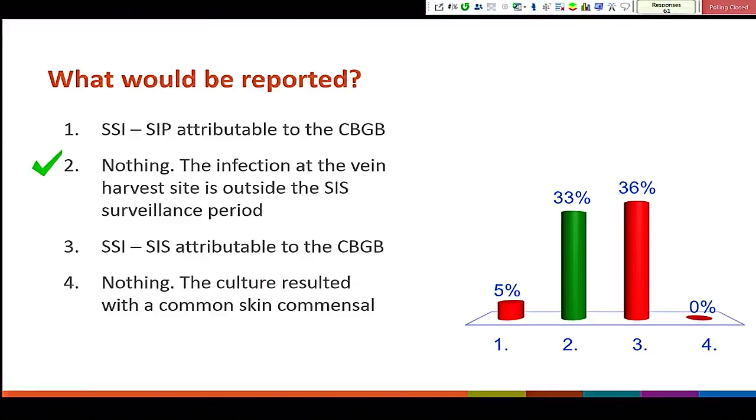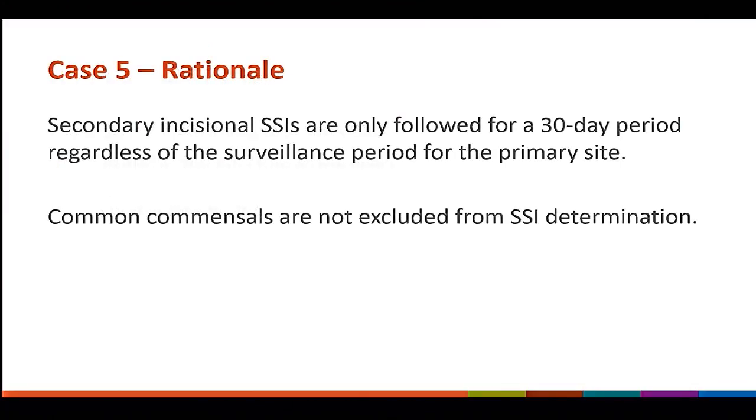I believe you were on the right track, but the actual answer to this question is that nothing is reported here due to the fact that the infection at the vein harvest site is outside of the superficial incisional secondary surveillance period. Secondary incisional SSIs, like I said, are only followed for a 30-day period regardless of the primary site. And the fact that a common commensal was isolated had nothing to do with the event not meeting.